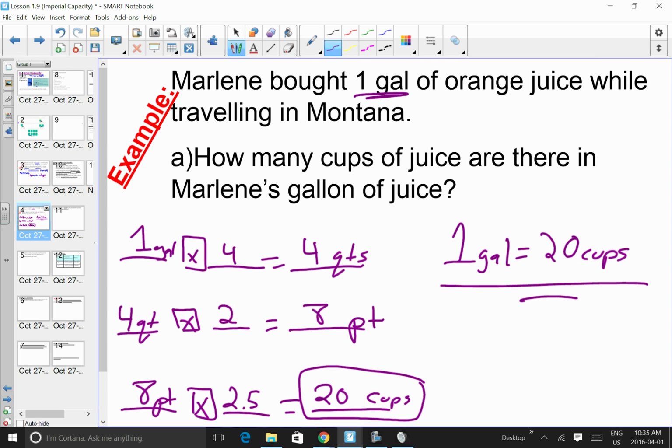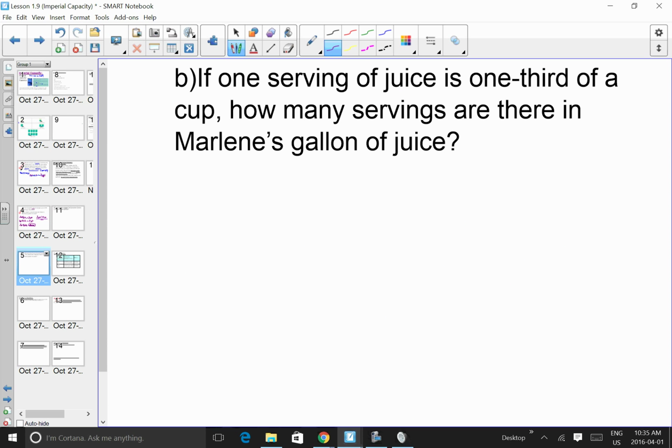Cool. And we'll do one more. So on all the labels, you see things in serving sizes. So if 1 serving of juice is 1/3 of a cup, how many servings are there in that gallon of juice? So just so I remember, I have 20 cups. If a serving is 1/3 of a cup, how many servings do I have in this 20 cups?